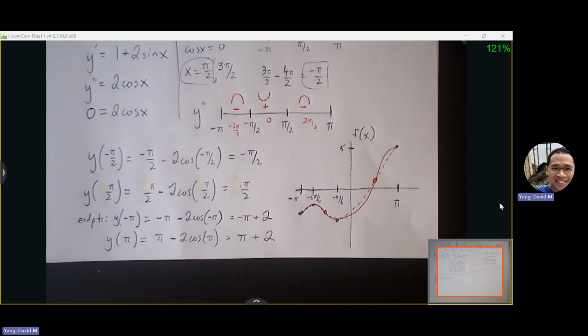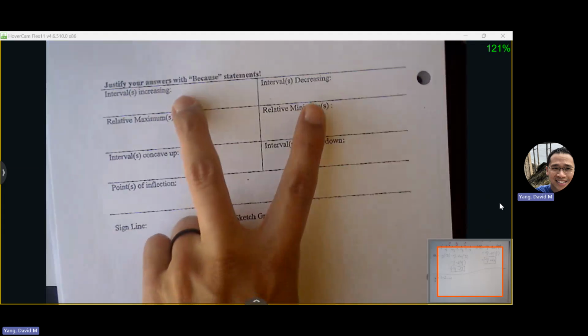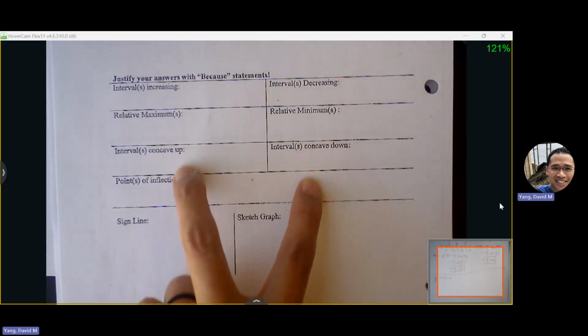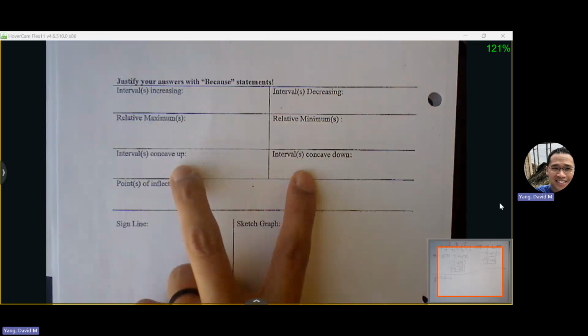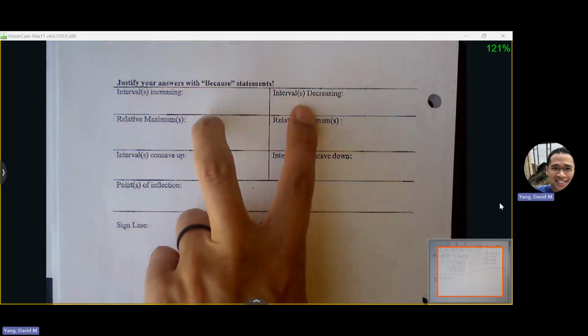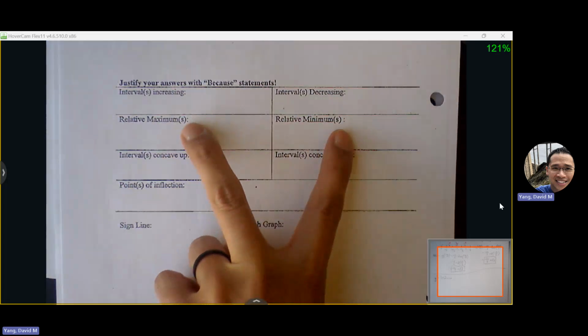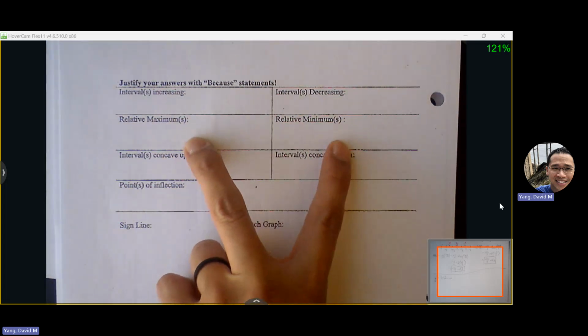Okay, let's spend a minute there just to fill in all of our interval statements as well as our because statements. We just pick all this off of our sign line, right? Interval increase, interval decrease, relative max, relative min. We can list out our order pairs and our because statements that go along with each of those intervals.